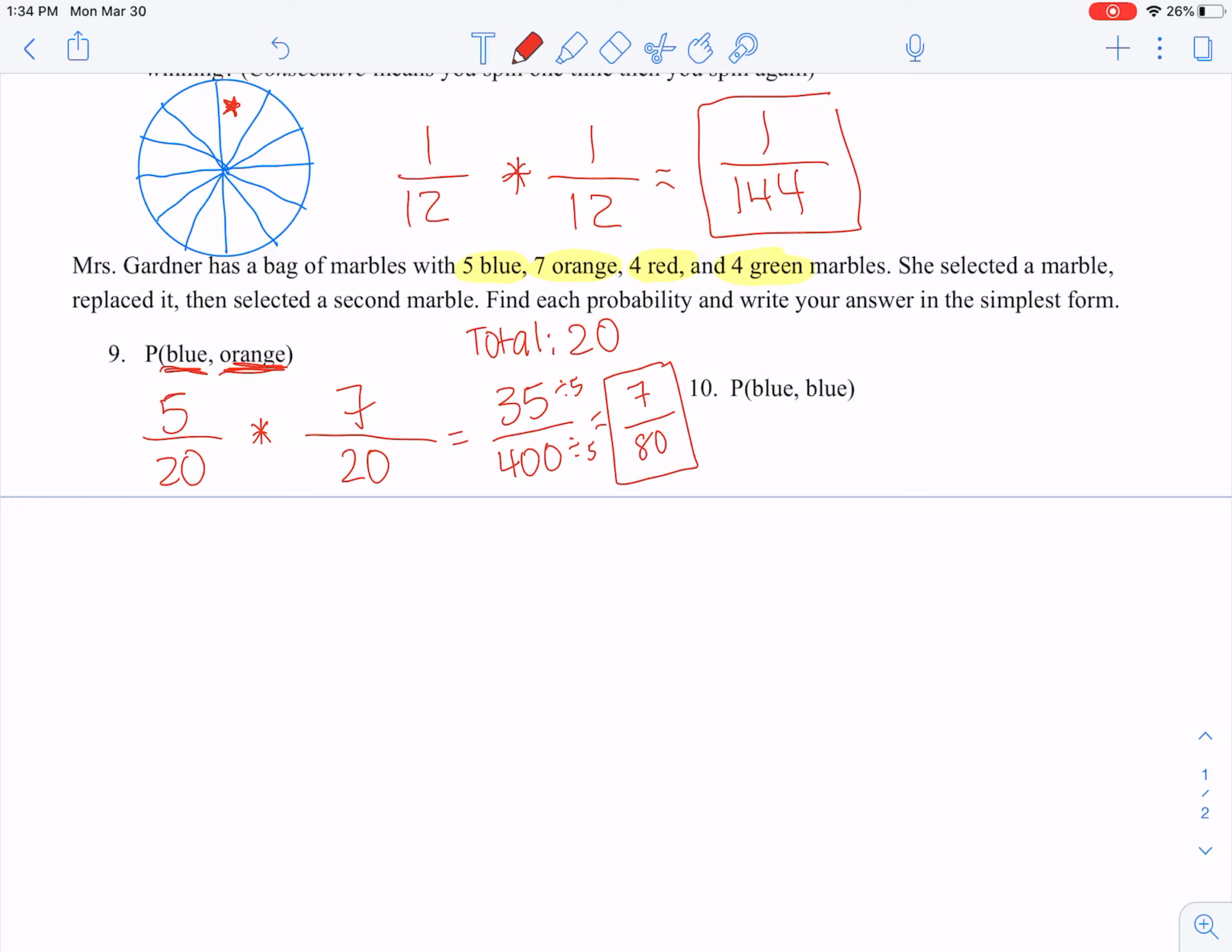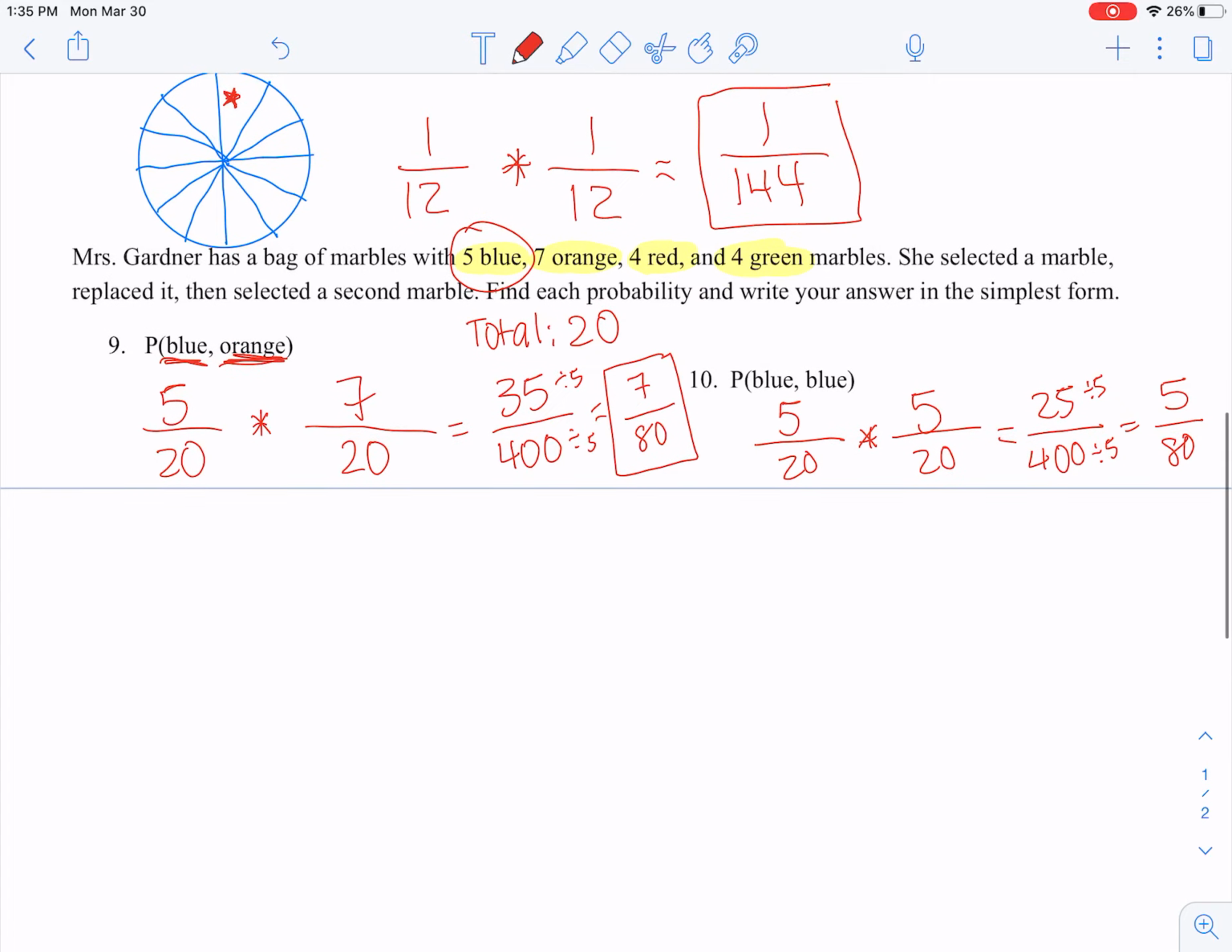Now let's figure out the probability of getting a blue and then another blue. So we have, again, 20 different marbles in our bag, and we have 5 blues in this bag. So we have 5 out of 20, and then replacing it, we have another chance of getting 5 out of 20. So by getting 2 blues in a row would be 5 times 5, 25. 20 times 20 would be 400. We can again divide both sides by 5. 25 divided by 5 is 5. 400 divided by 5 is 80.